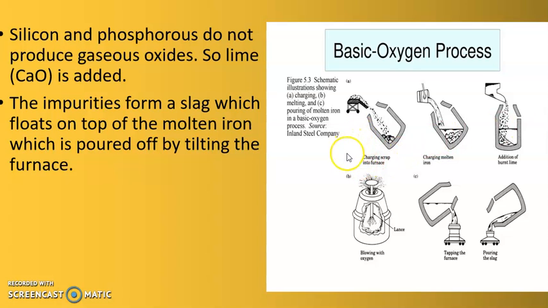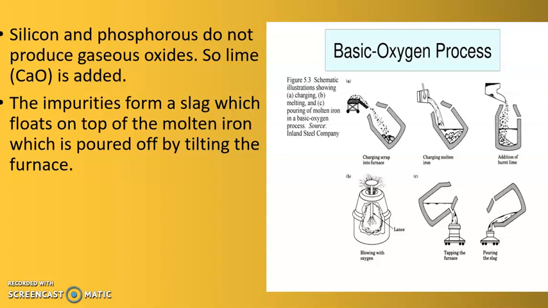As you can see here, the scrap iron is fed into the furnace. The molten iron is also fed into the furnace. Calcium oxide is added. Oxygen is passed through, and the various chemical reactions take place.